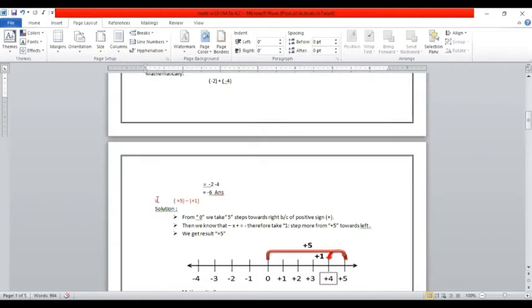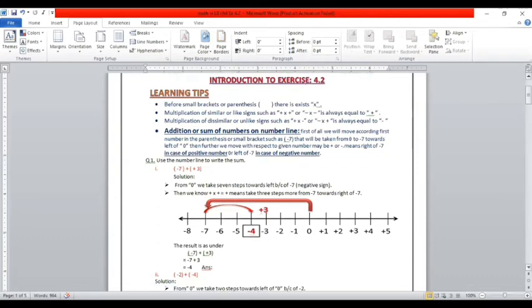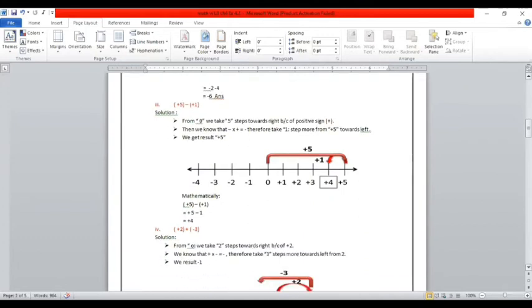Here, student, part number 3: plus 5 minus, bracket started, plus 1, bracket over. Now, first of all, I told you that I will take the 0 position and move 5 steps towards the right side. From 0, I will take 5 steps because of plus towards the right, and I have reached at the plus 5.